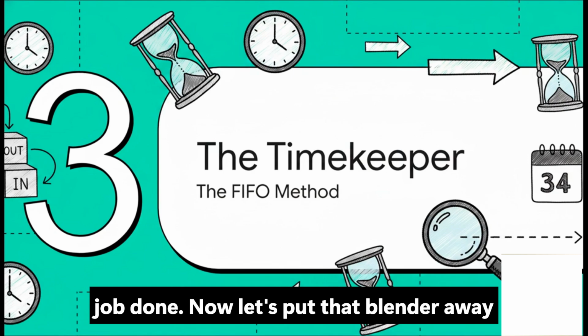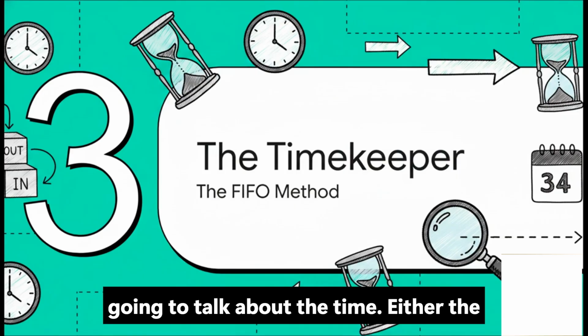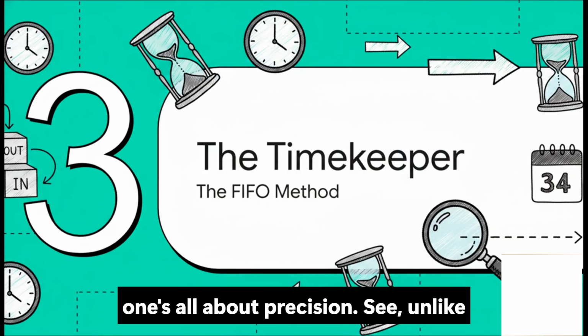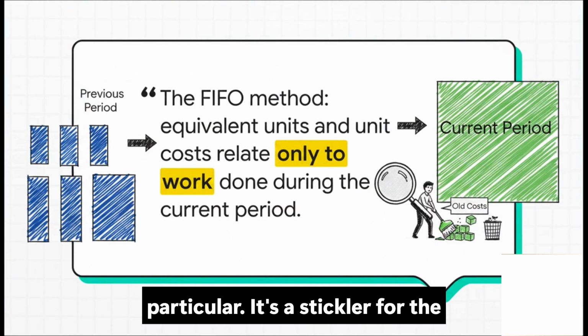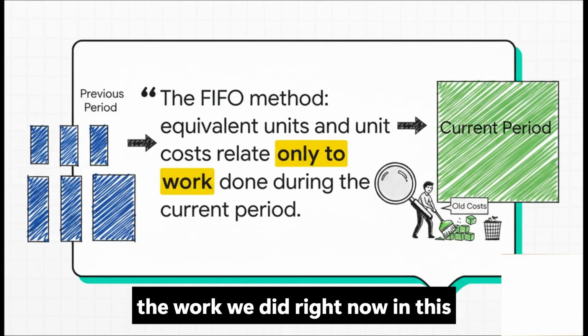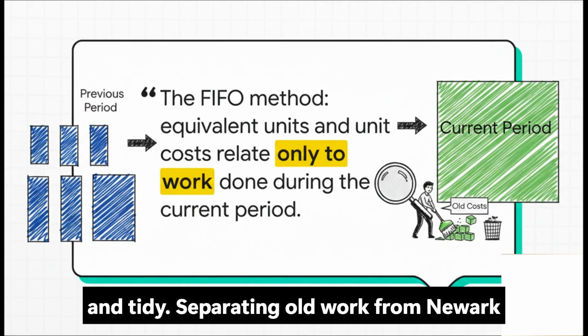Now, let's put that blender away and pull out a stopwatch because we're going to talk about the timekeeper. The first in, first out method, or FIFO. This one's all about precision. See, unlike the blender, FIFO is, well, it's particular. It's a stickler for the rules. It draws a hard line in the sand and says, nope, I only care about the work we did right now, in this specific period. It keeps everything neat and tidy, separating old work from new work.